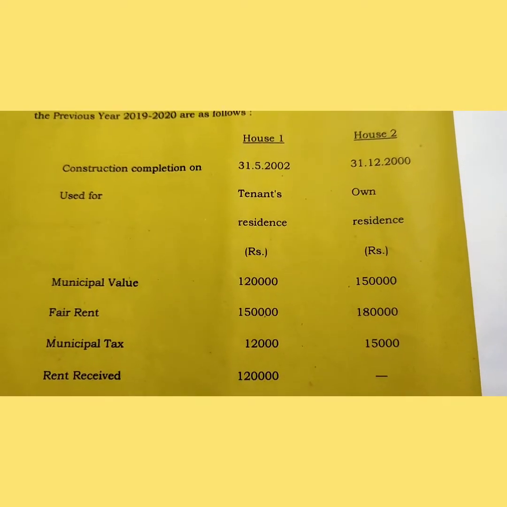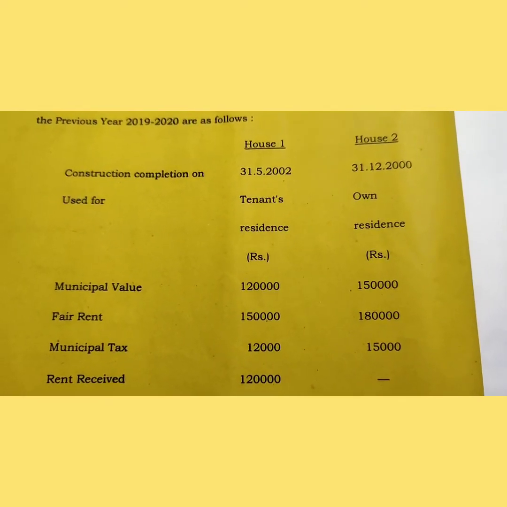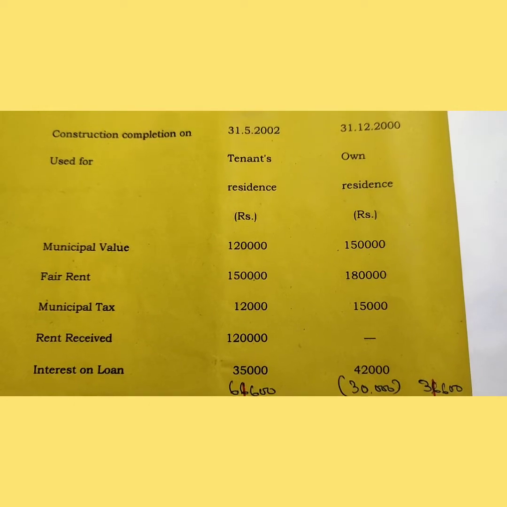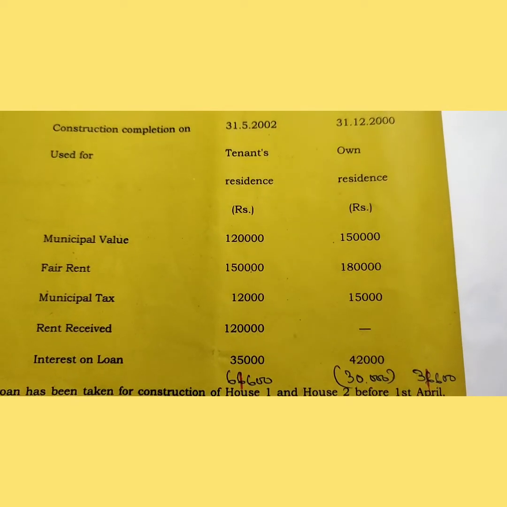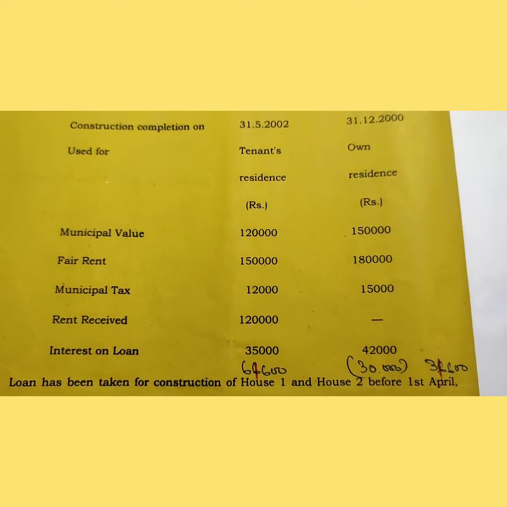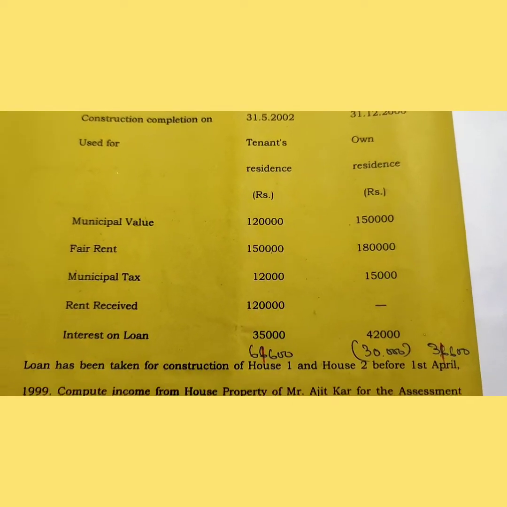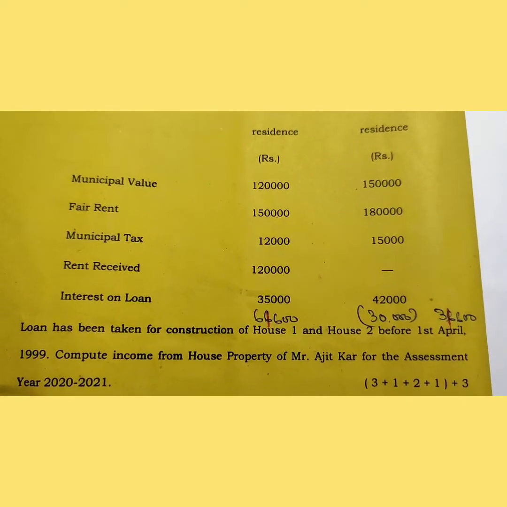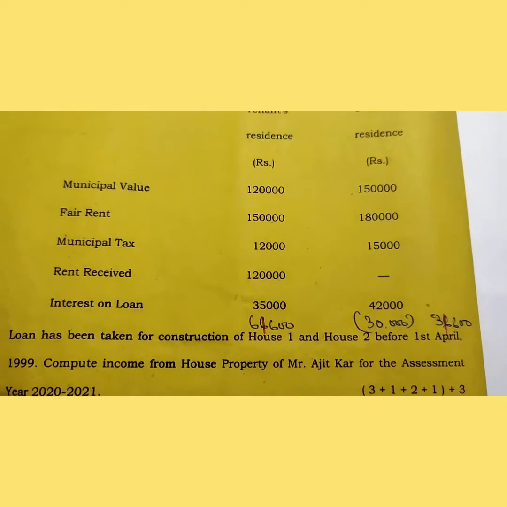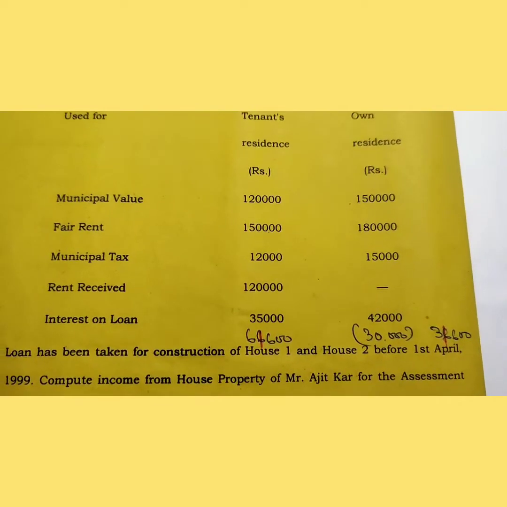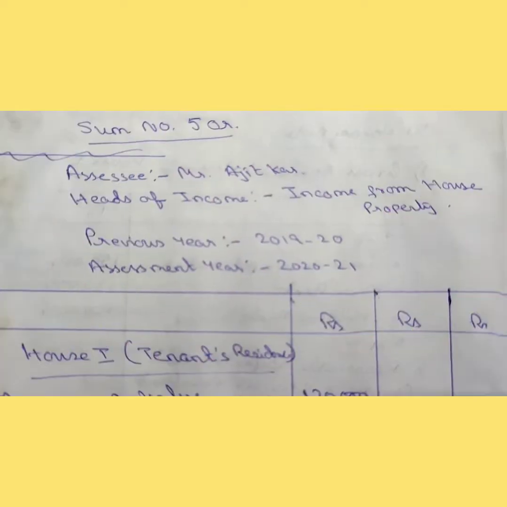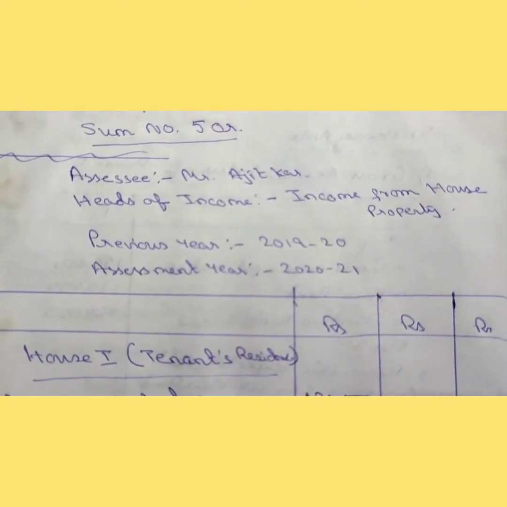Now here municipal value is given for both the houses. Fair rent is also given. Municipal tax is mentioned here. Rent received is given, that is rupees 1,20,000. And interest on loan is 35,000 and 42,000. Here it is mentioned that the loan has been taken for the construction of house 1 and house 2 before 1st April 1999. Compute the income from house property of Mr. Aljeet Kaur for the assessment year 2020-21. This is the question. That means you have to remember that the loan is taken before 1-4-1999.